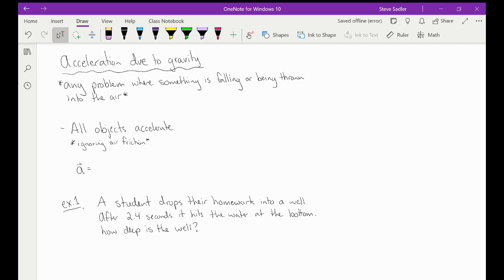But there is an acceleration due to gravity. Any problem where something is falling or being thrown into the air is subject to gravity, which hopefully makes sense. So, ignoring air friction. This is something we're going to do for the entire course: we're not going to deal with air friction. But ignoring air friction, all objects accelerate towards the Earth at the same rate.